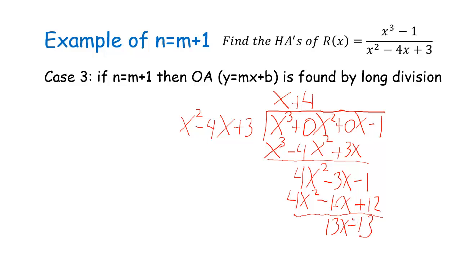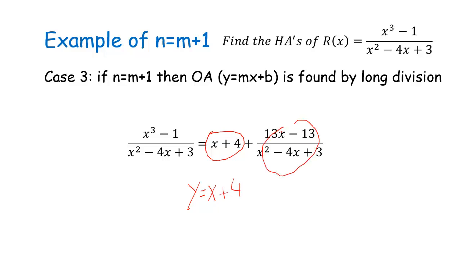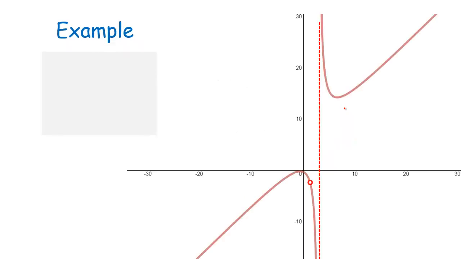And what this tells me is the following, that my original fraction can be written as x plus 4 plus the remainder over x squared minus 4x plus 3. This gives me the oblique asymptote, y equals x plus 4. The remainder part goes to 0 as x gets big, so I don't have to worry about that. And my oblique asymptote is y equals x plus 4. Here's a picture of that. The oblique asymptote is this dotted line. Well, that's kind of a dot. It's kind of a line. It's y equals x plus 4.